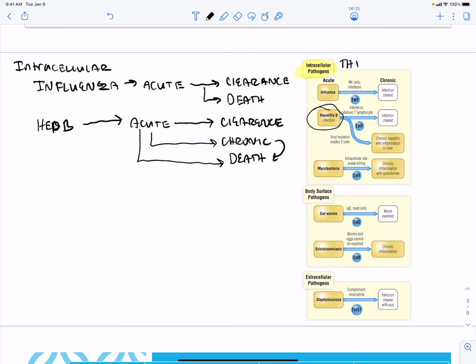And then another intracellular pathogen is Mycobacterium tuberculosis. And of course, you will also have an acute phase. And in this case, you are going to go chronic. It can also lead to death. Most people, though, go to a chronic phase.